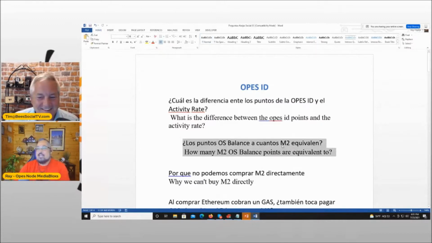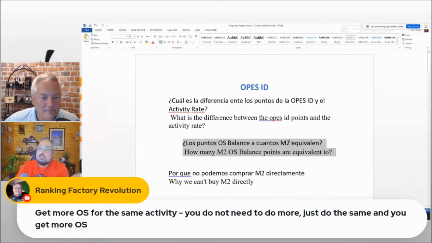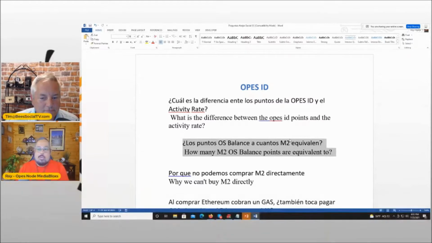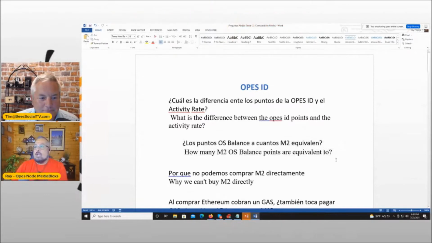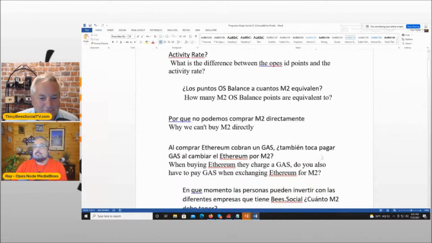So here we go. This question is: how many M2 OS balance points are equivalent? Now that one I'm going to skip, because it fluctuates. There is no quantifying that. Right now there is no dollar value on OS. I think real soon you might be able to quantify that, but I really don't know, and I'm just being honest with you. I'm not going to just throw stuff out there that I can't really say what it is. So I'm going to skip that one.